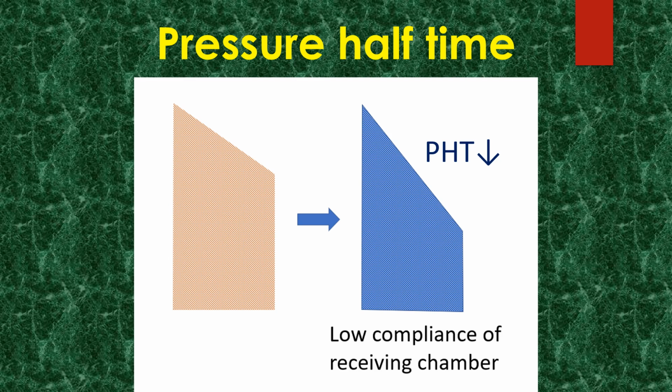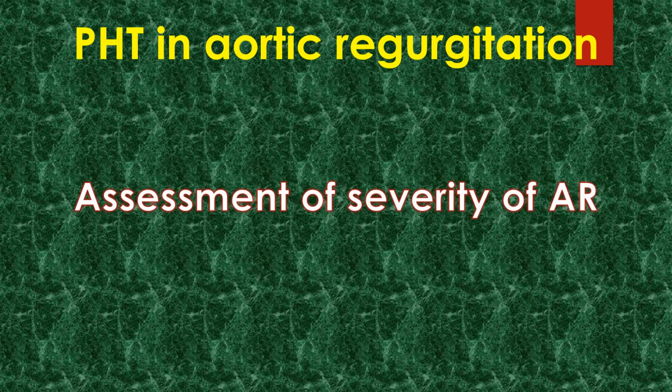This is the usual situation in acute aortic regurgitation when the receiving chamber or left ventricle does not get much time to dilate and accommodate the regurgitant flow. Severe regurgitation also gives rise to a similar picture as the receiving chamber fills rapidly. PHT measurement by Doppler echocardiography is useful in assessing the severity of aortic regurgitation.